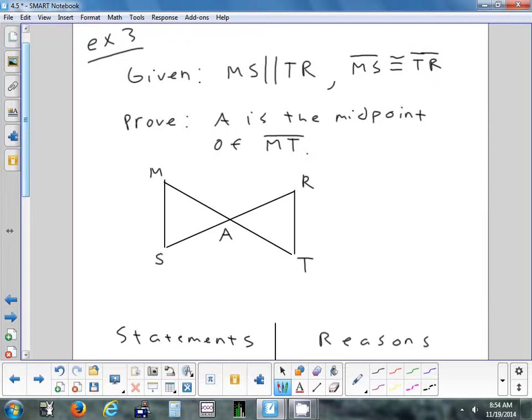All right, so they're giving us some parallel lines. And they're also telling us that those parallel lines are congruent. So MS is parallel to TR, and it's also congruent. And they want us to prove A is the midpoint. Okay, they're not giving us that, we have to prove that A is the midpoint.